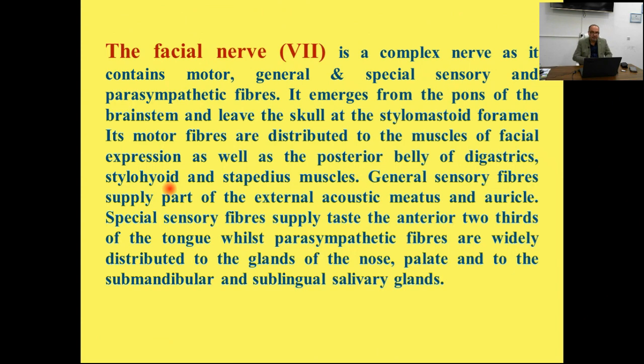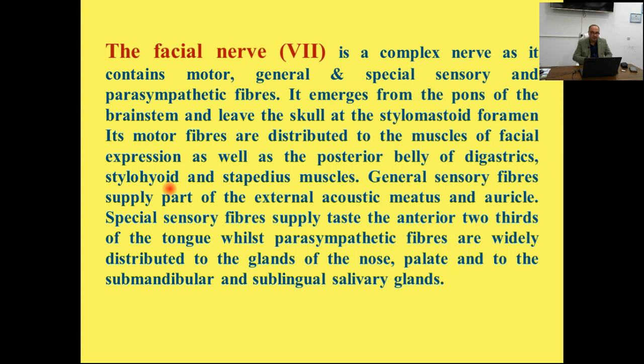The seventh cranial nerve is the facial nerve. It's a complex nerve as it contains motor, general and special sensory, and parasympathetic fibers. It emerges from the pons of the brainstem and leaves the skull at the stylomastoid foramen. Its motor fibers are distributed to the muscles of facial expression, as well as the posterior belly of the digastric, stylohyoid, and stapedius muscle.